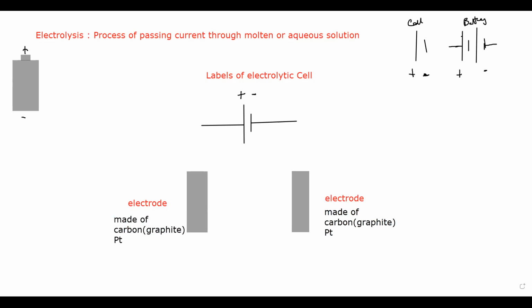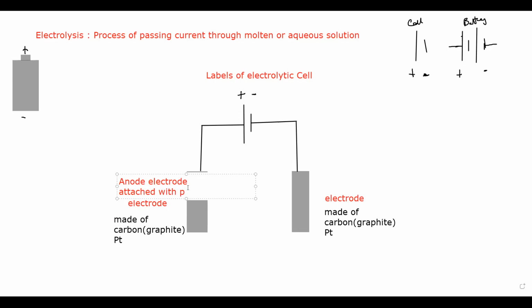Now when we connect these two plates with a battery or a cell, the electrode which is connected with the positive terminal of the battery is specifically known as the anode. So the anode is an electrode attached with the positive end of the battery.